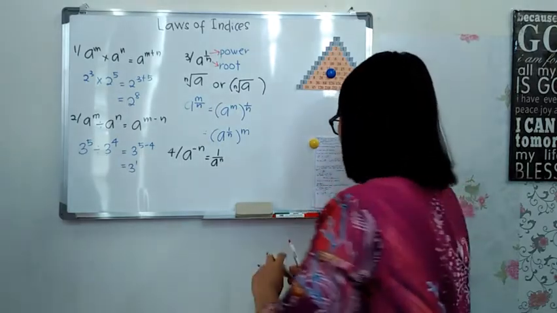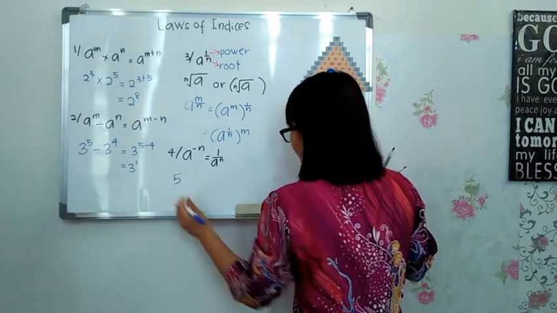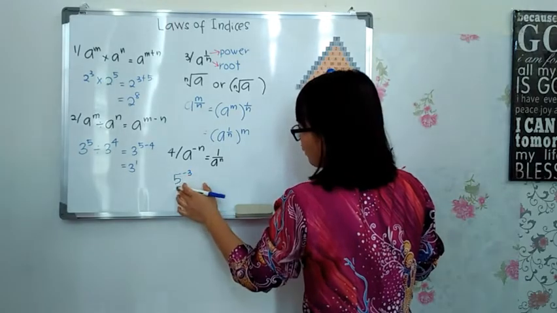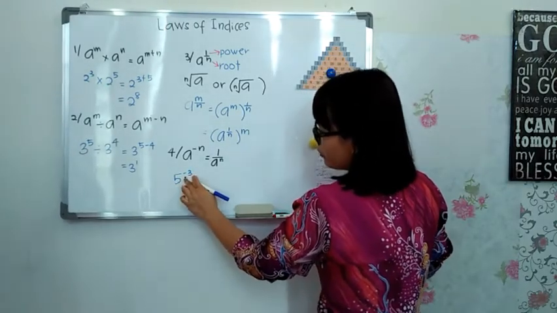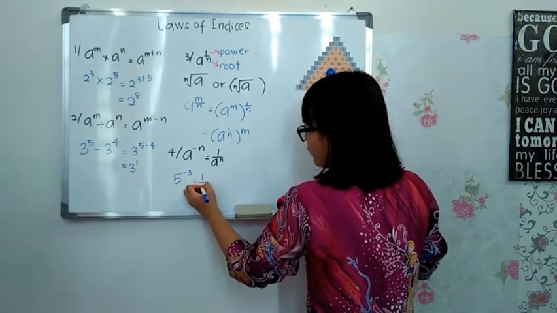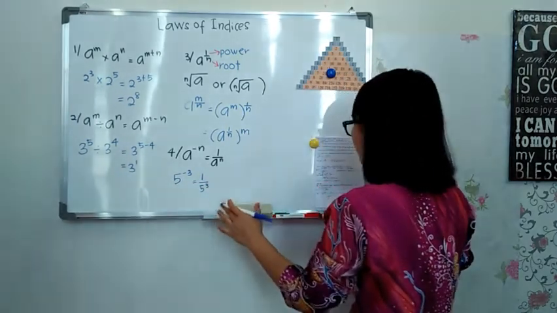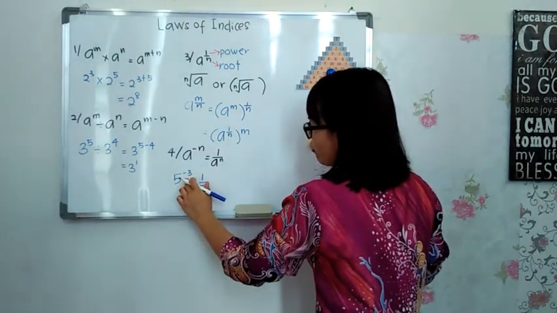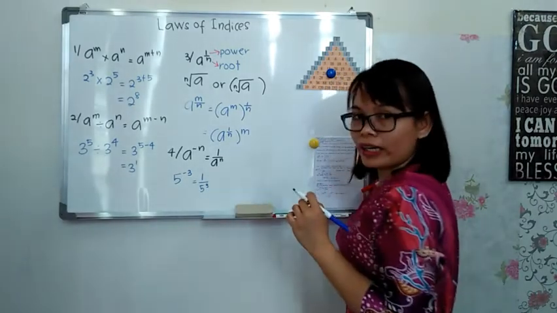Okay, example, 5 to the power of negative 3. You see this negative automatically becomes 1 over, and then 5 to the power of 3. You must remember, when you see the power is negative, directly become 1 over.